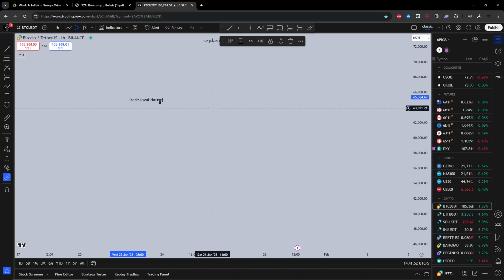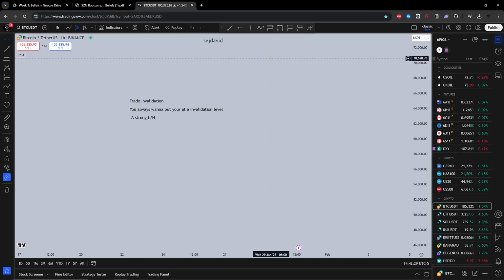So you always want to put your stop at an invalidation level. So now you're asking, what are invalidation levels? One invalidation level would be a strong low or a strong high. Now you're asking, what is a strong high or low?